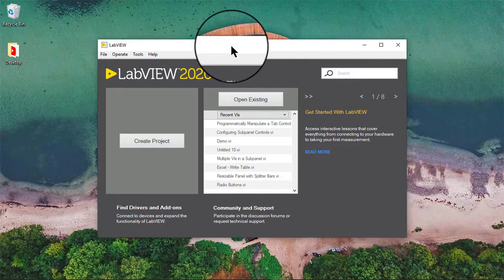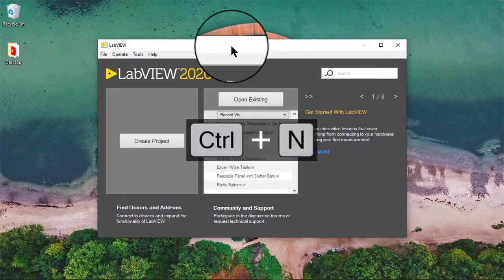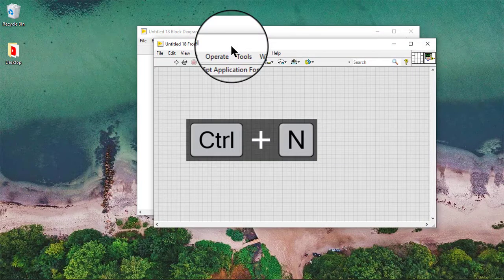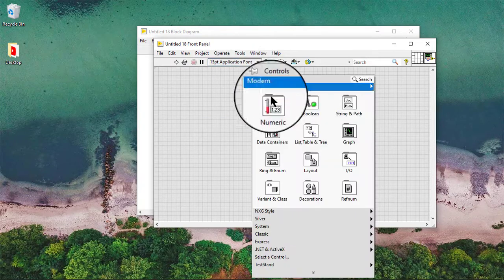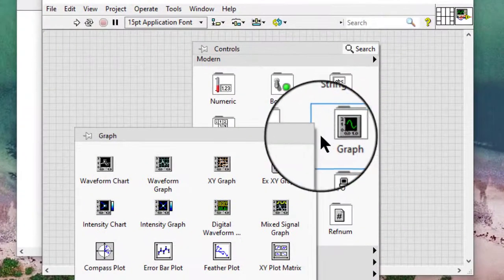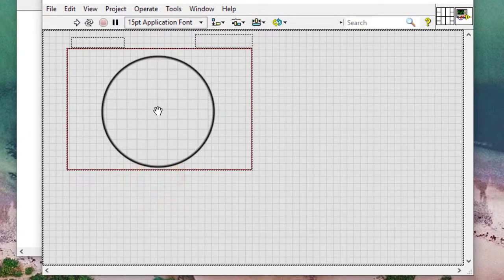In this video, we will learn about getting started with graphs and charts. Graphs and charts differ in the way they display and update data. We use graphs when we want to display a complete set of data.